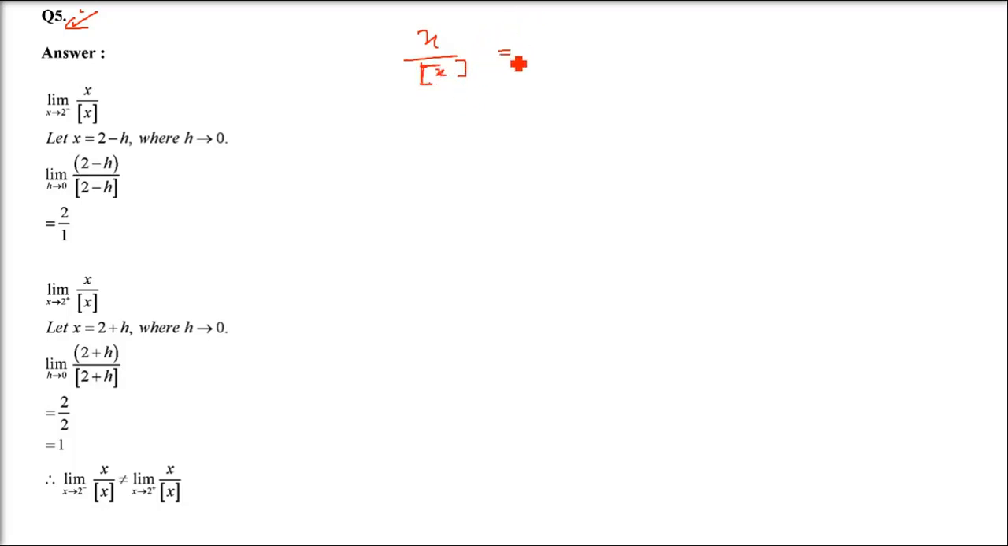So we have this question. Let me write the question first, then I'll explain. So we have x by this square bracket. Okay. So we have the left hand limit, and you have the right hand limit. So we have this 2 minus, 2 plus. This is given in the question.